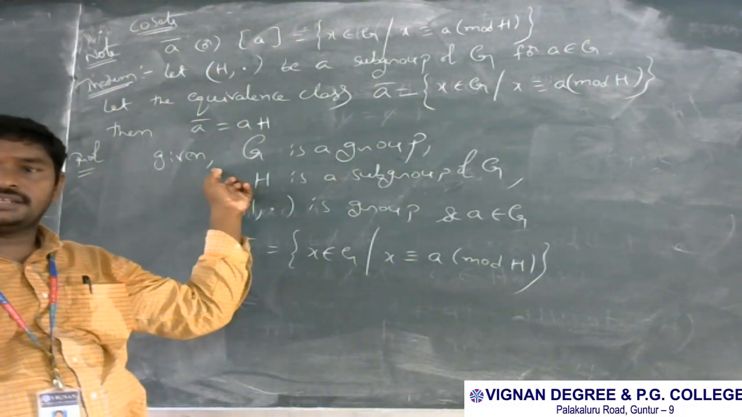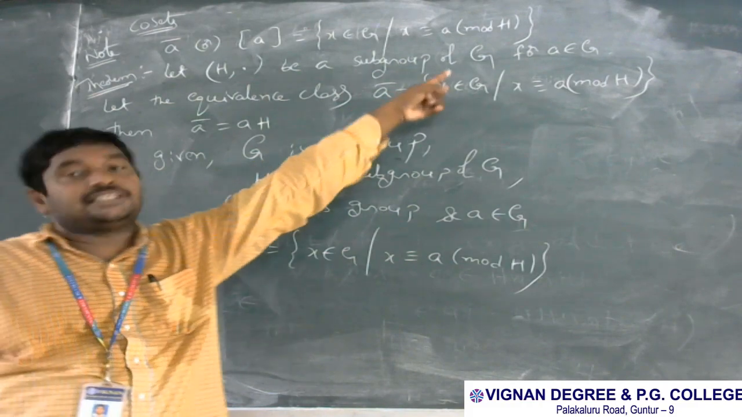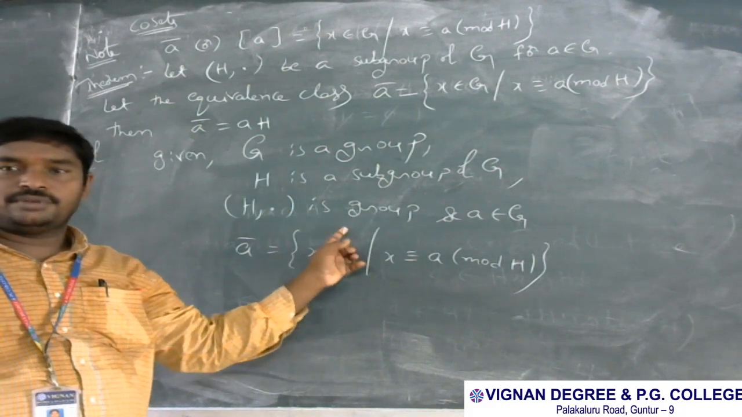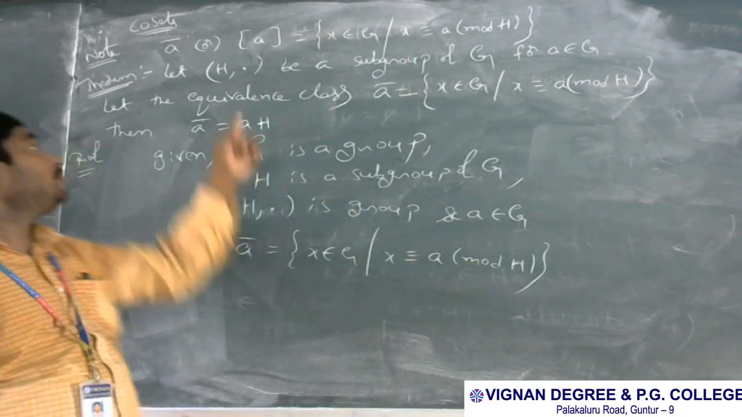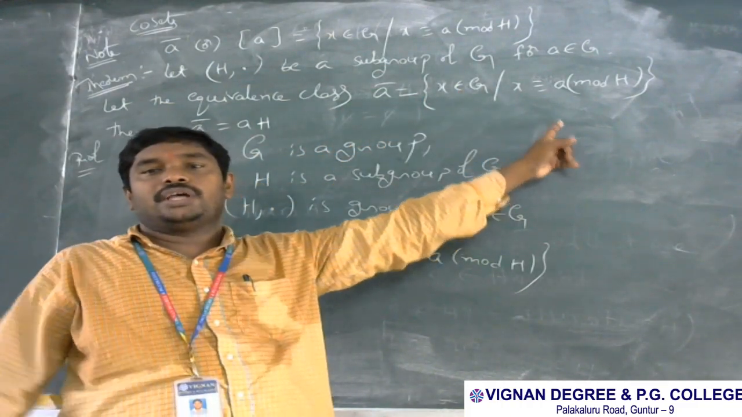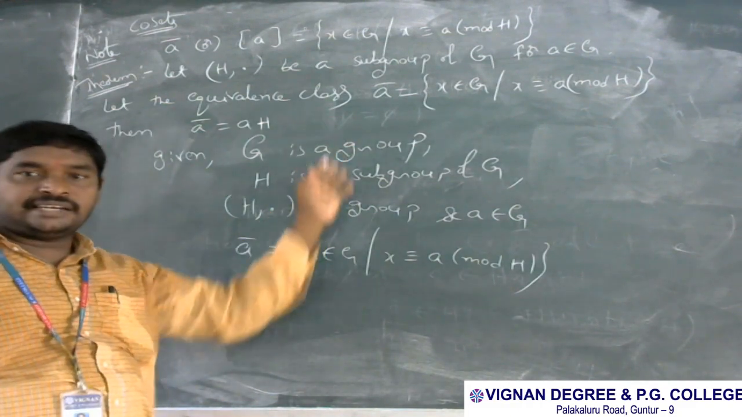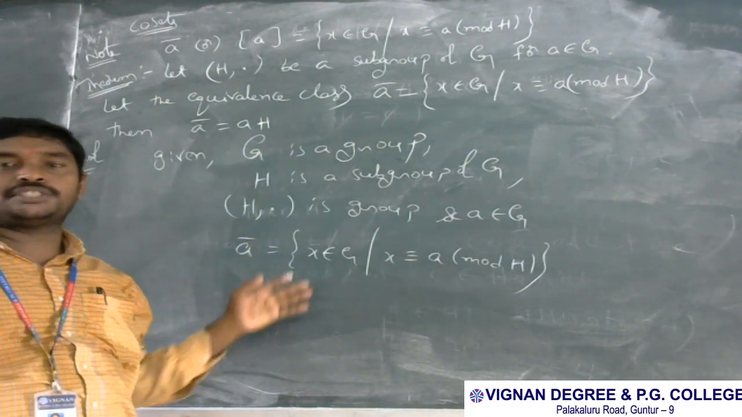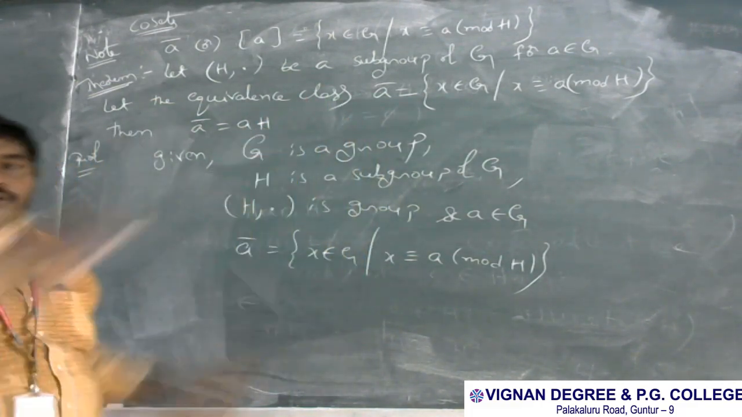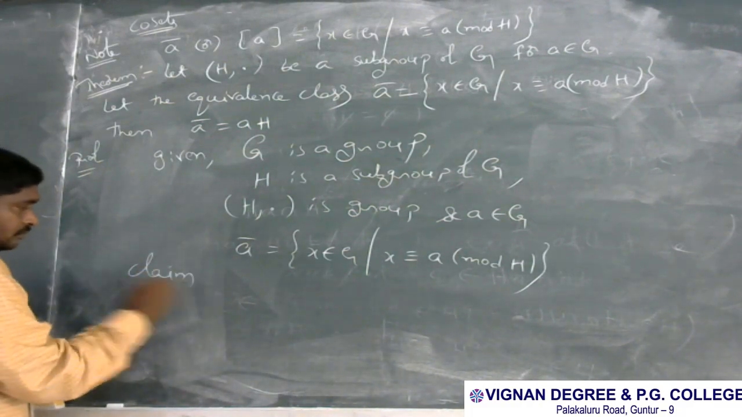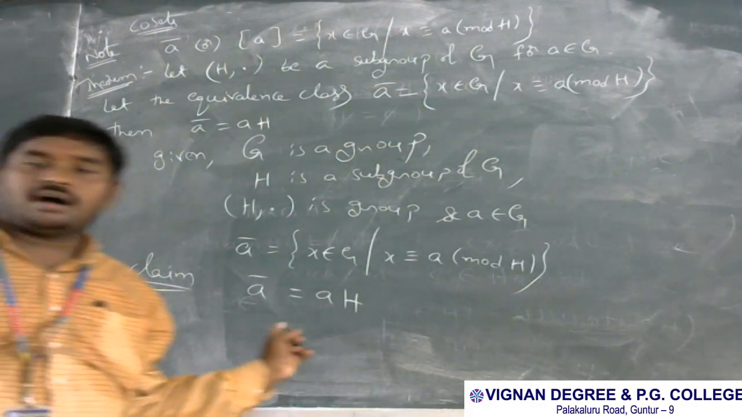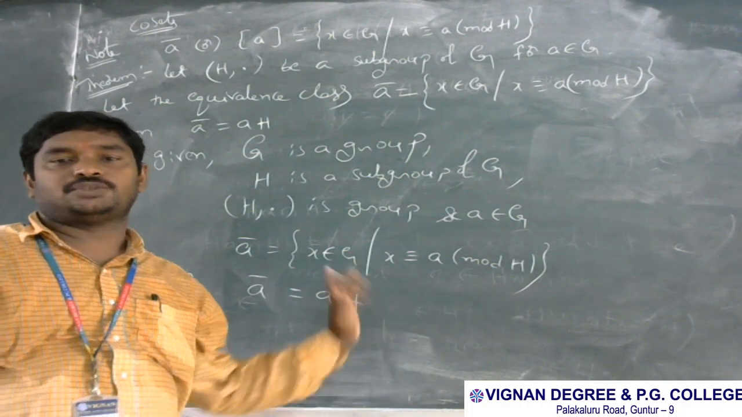Okay, friends, given capital G is a group. Here it is mentioned G is a group, H is a subgroup, and H, dot is also a group, and A belongs to G, and A bar is equal to the set of X belonging to G such that X is equivalent to A modulo H. These four steps are the theorem statement steps. Now what do you have to prove? A bar is equal to AH. What is the claim? A bar is equal to AH only.